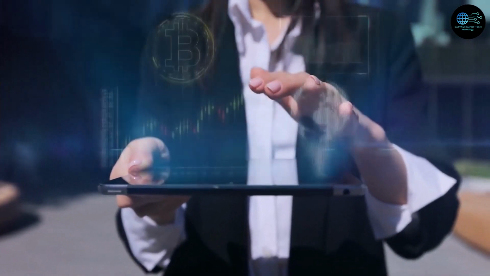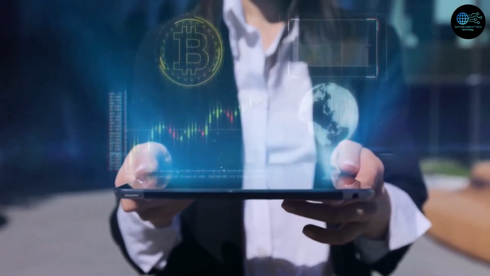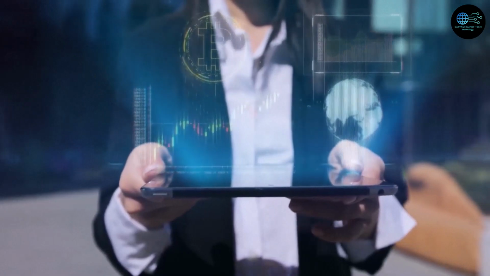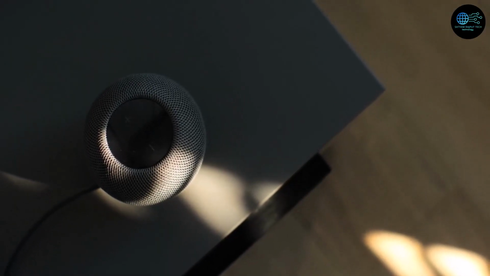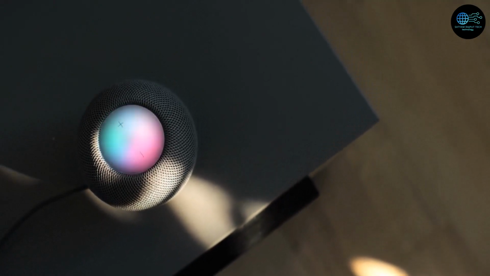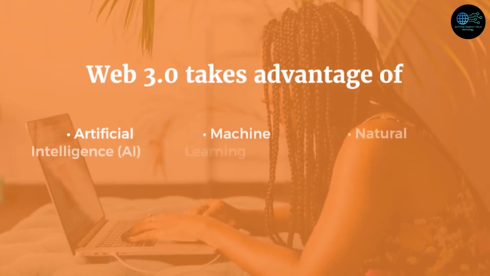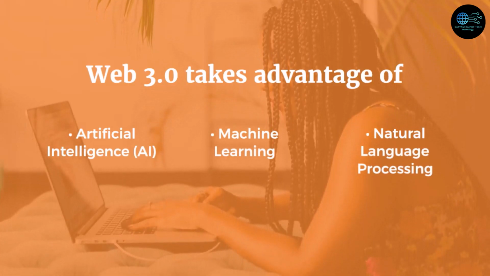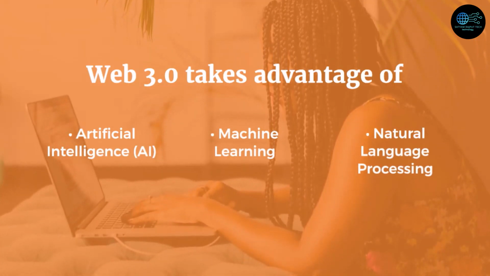Web 3.0. Web 3.0, also known as the semantic web, offers even more opportunities for user interaction and content sharing. Its goal is to create an intelligent web that can understand and interpret human needs. Web 3.0 takes advantage of artificial intelligence, AI, machine learning, and natural language processing.